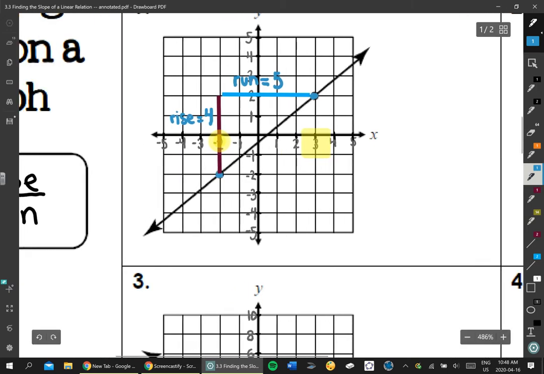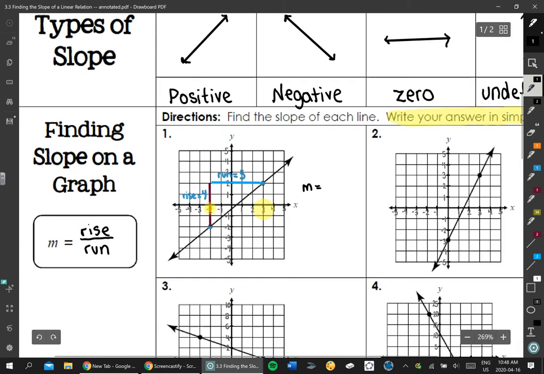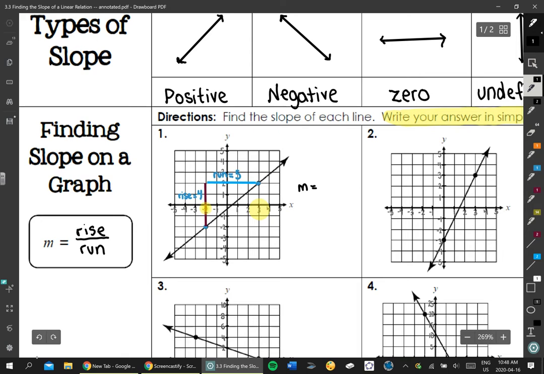Now, for m, we have to make sure that we write it properly. M is not run over rise, it's rise over run. So vertical change over horizontal change. In this case, we would have a slope of 4 over 5. And we can't simplify that. That's a reduced fraction. So the slope of this line is 4/5.